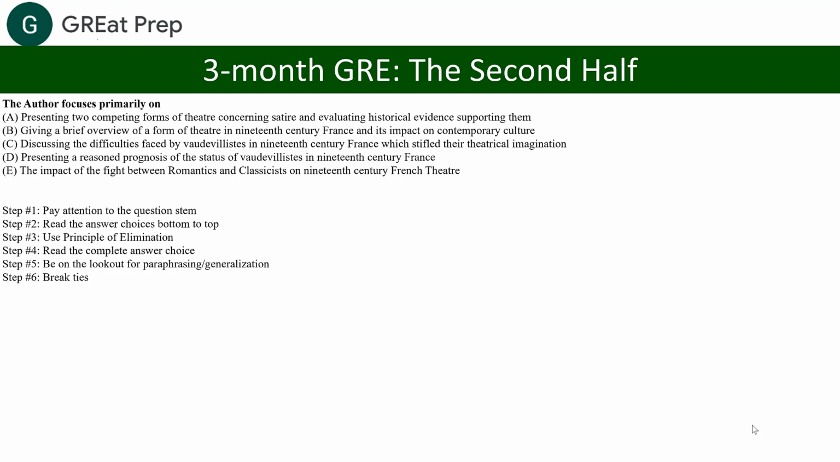And there is a possibility that the makers of the test might on purpose make answer choice A incorrect, just so that it can be a trap for folks who are lazy and do not go through all the different answer choices. So to prevent that trap, make it a habit to always, in reading comprehension questions, go from option E to option A, from the bottom to the top. So in this case, we're going to start with option E. The impact of the fight between romantics and classicists on 19th century French theatre.